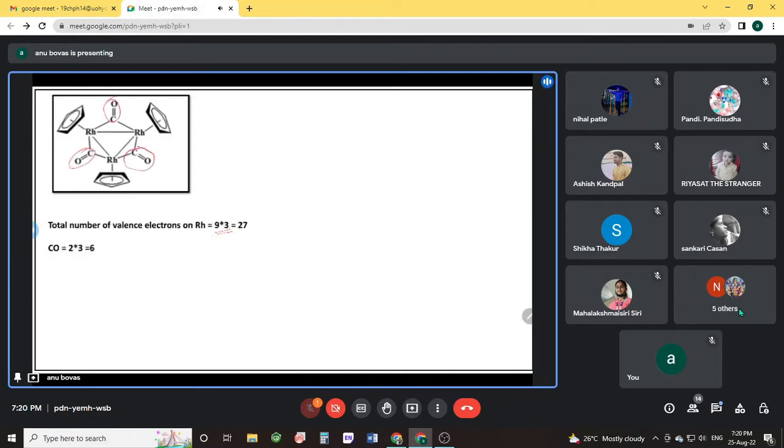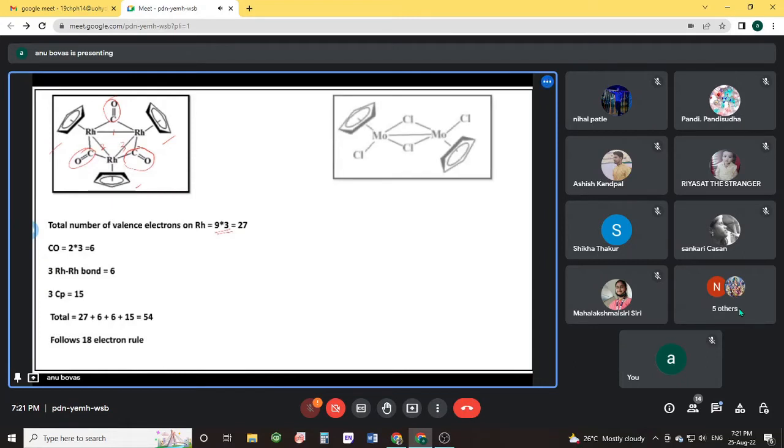Carbonyl, we know. Okay, 6. Correct. Metal-metal bond means each metal-metal bond consists of 2 electrons. Since there are 3 metal-metal bonds, it will be 6 electrons. Correct. And now Cp, we have seen earlier in neutral method, it will give 5 electrons. So 3 Cp means 15. Therefore, the total number of electrons will be 27 plus 6 plus 6 plus 15 equal to 54. This shows that this particular complex follows the 18 electron rule.